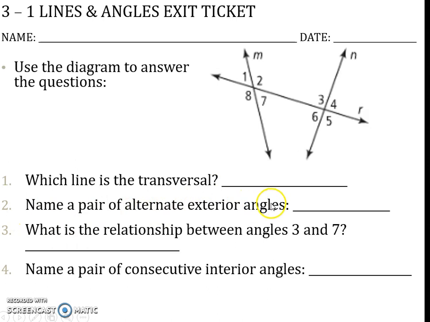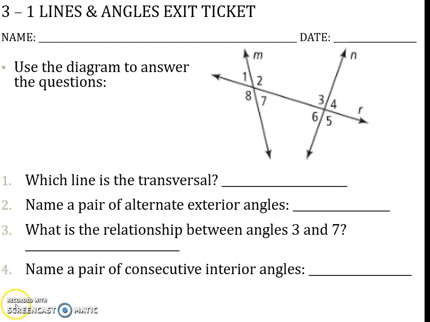I want you to use your notes and do angle 1, 2, 3, 4, 5, 6, 7, 8, one of them. And what is the relationship between angle 3 and 7? And then name a pair of consecutive interior angles. You can just name the angles. And I want you to pause the video and do that, and we can check it over.